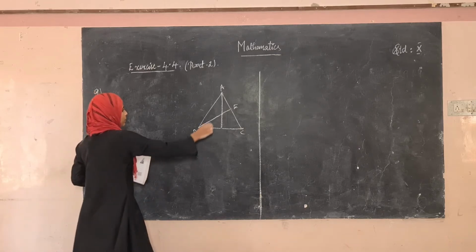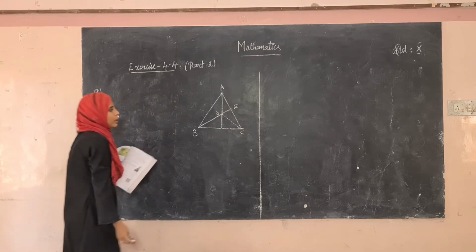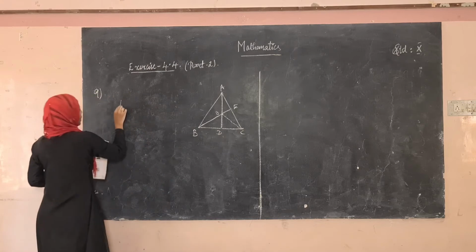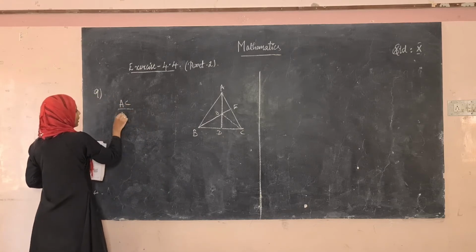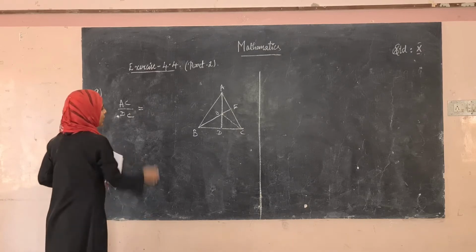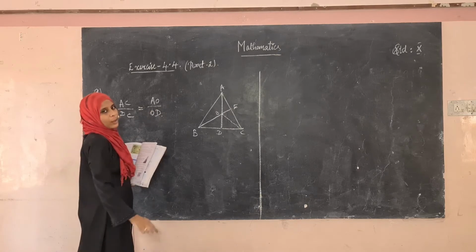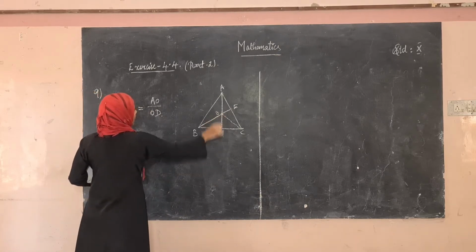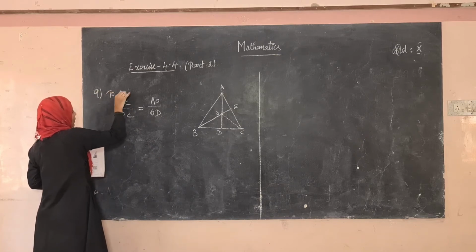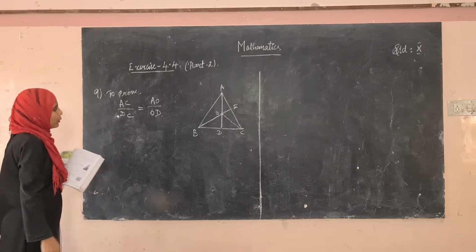Let this be O, and draw an imaginary line from O to C. Now it is enough to prove that AC divided by CD is equal to AO divided by OD. If we prove that, we can say this is the point of concurrency. So this is what we have to prove.